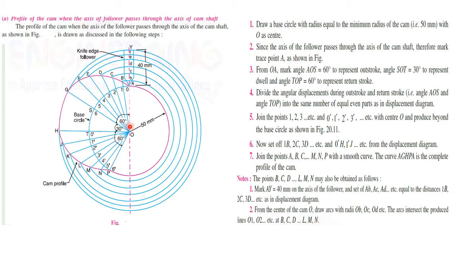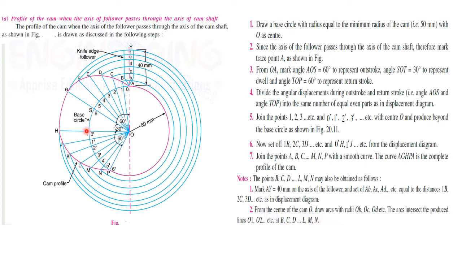During the outstroke, the angle is 60 degree. We mark 60 degree anti-clockwise and draw a line passing through 6, and also divide that arc into equal number of parts like that: 1, 2, 3, 4, 5, 6. Here a total of 6 divisions.